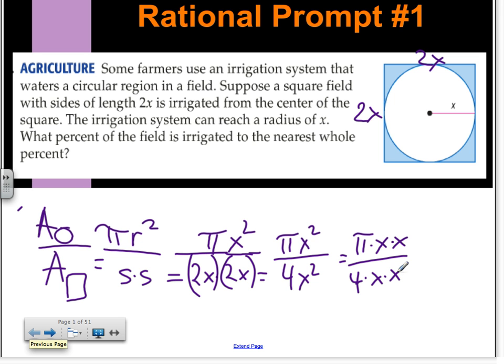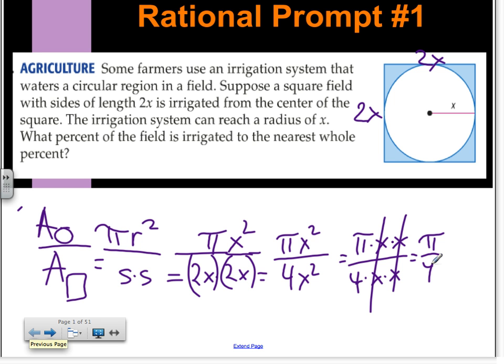Yes. Did we do this before? Yes. What do we do with the x then? We cross them out. They cancel. We have 2 x's on top, 2 x's on the bottom. They automatically cancel. It's like 5 divided by 5. Don't they cancel out as well? x divided by x, cancel. So what we end up with is pi over 4.